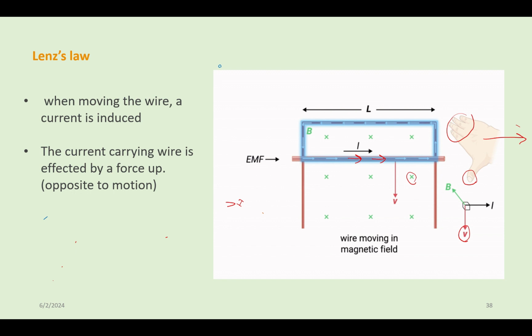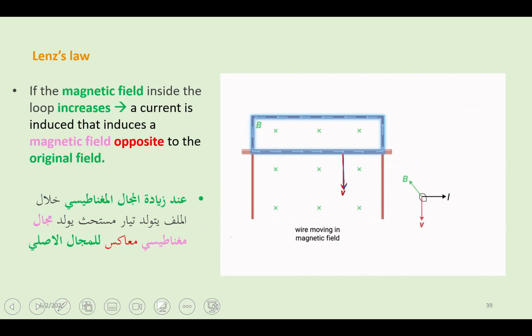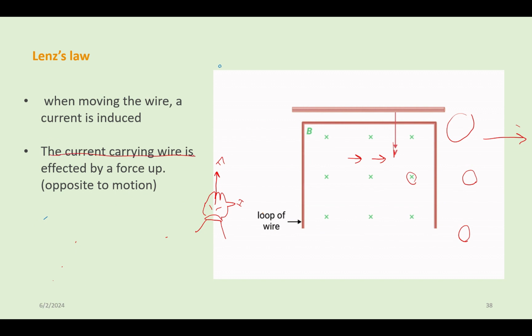Thumb towards the direction of the current, your four fingers the direction of the magnetic field, which is inside. You'll see that the palm of your hand will be directed upwards. So the direction of the applied force is going to be upwards. So the current carrying wire is affected by a force up, or opposite to the direction of motion. That's why it's a bit difficult to move the wire in a magnetic field, because it will always be subjected to a magnetic force opposite in direction to that of motion.